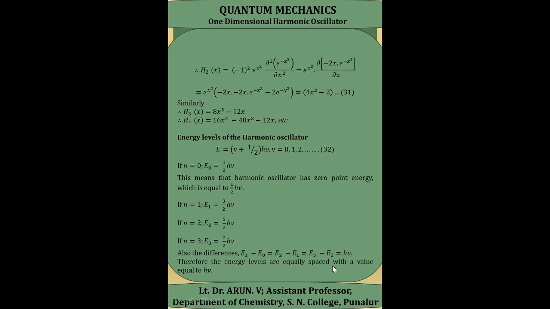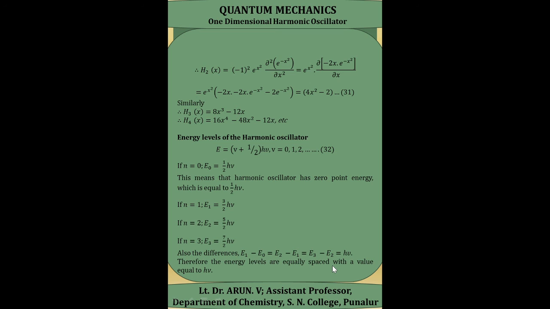Next, we have to find out the energy levels of the harmonic oscillator. We know that the general expression for the energy of a one-dimensional harmonic oscillator is E equal to (v plus half) h nu, where v is equal to 0, 1, 2, 3, etc. If v is equal to 0, we get the first value E0 equal to half h nu. This means that the harmonic oscillator has zero point energy and its value is equal to 1 by 2 h nu.